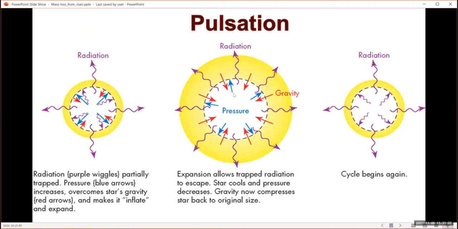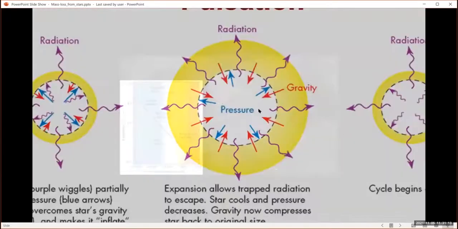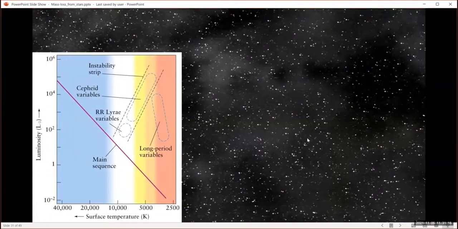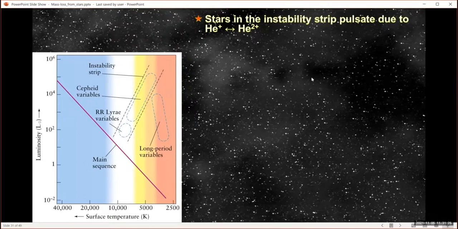Now, normally you would expect that a star would be able to find an equilibrium between pressure and gravity, but for stars in a certain area of the Hertzsprung-Russell diagram, they cannot achieve hydrostatic equilibrium. And this is called the instability strip. And we also have these long period variables here. In this region, the problem is that you're having a phase change, that the pulsation happens because of helium that is ionized going to doubly ionized helium.